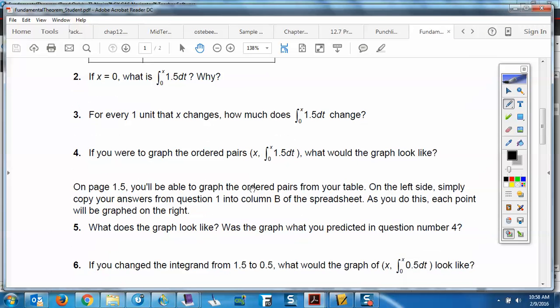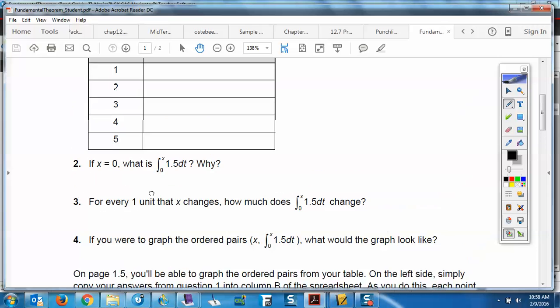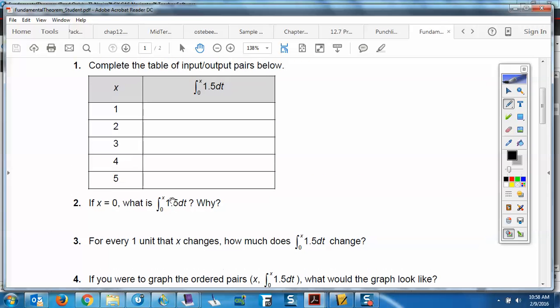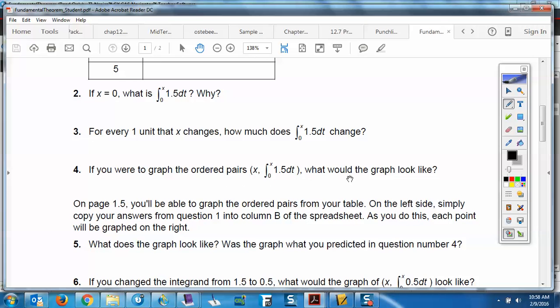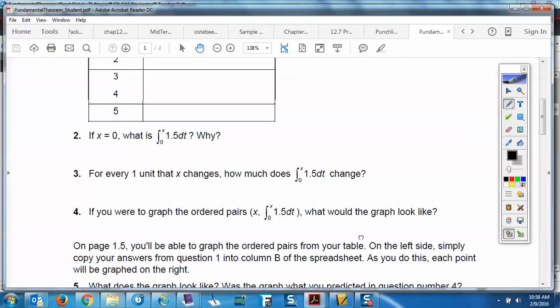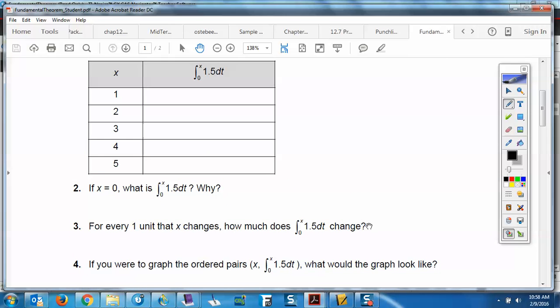For every one, oh wait, right here. If x equals 0, what is the area? That'd be the area from 0 to 0. That would be 0. Okay? Number 4, if you were to graph the ordered pairs, what would the graph look like? What do you think? Caleb? Wouldn't it be a line? Go over 1, up 1.5. Go over 1, up 1.5. Go over 1, up 1.5.